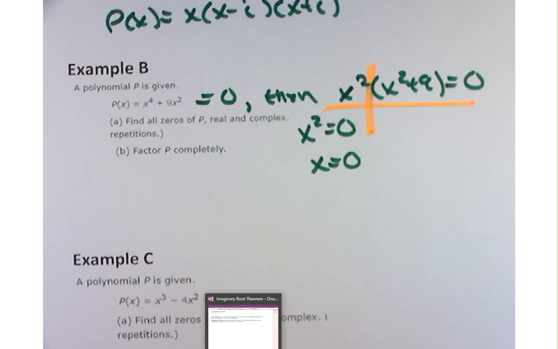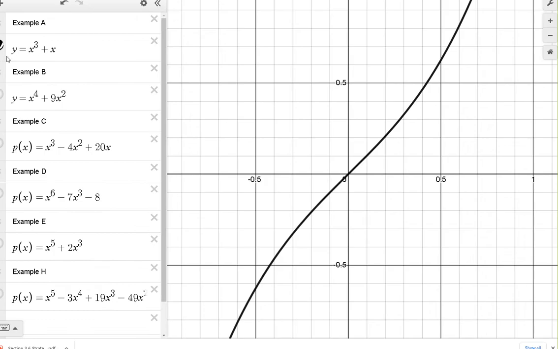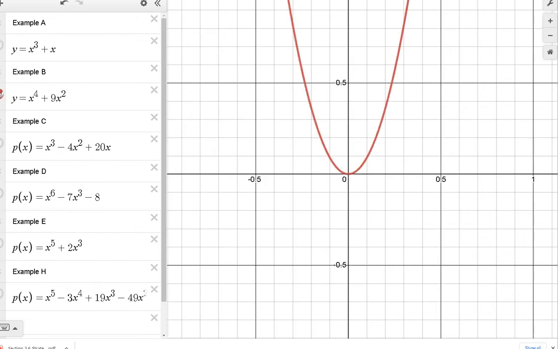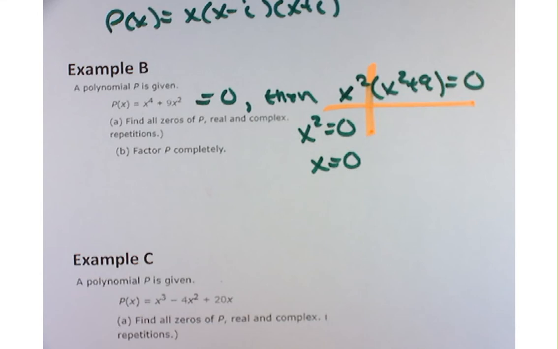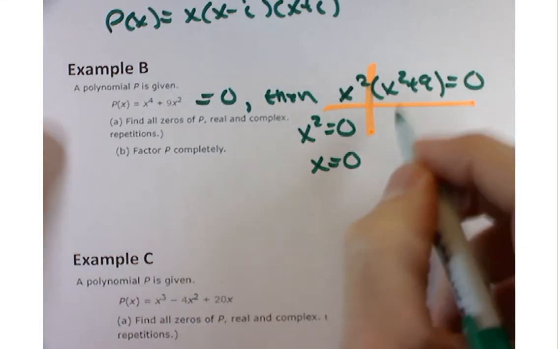Good. So let's take a look and see if we get a bounce there. So right at 0, oh, there's my bounce. And in fact, that's the only real root that I see. So if I have 2 real roots, what else do I have? 2 imaginary roots, 2 complex roots. Both of them are synonymous. So I expect 2 complex roots. I'm going to get them from right here.